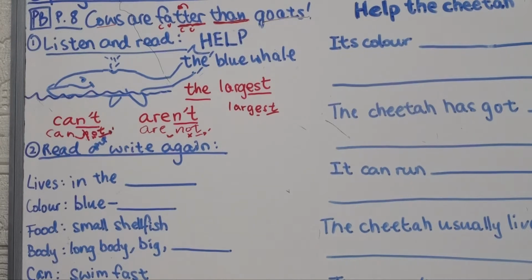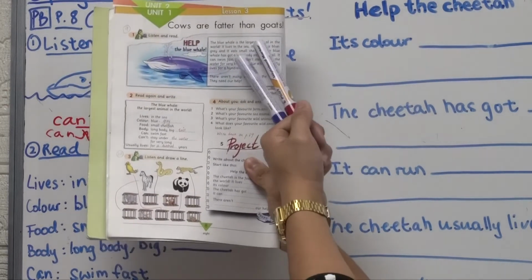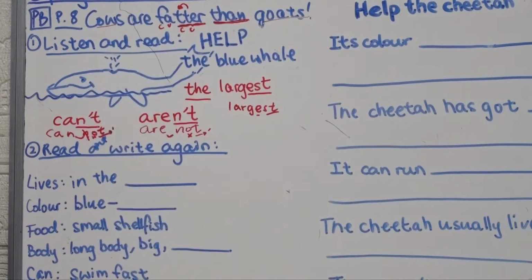All right, so now let's go to part 2. We already read the passage. So now let's try to answer. I already gave you the answers before. Now let's try to do them together. All right, so read and write. The blue whale is the largest animal in the world, and it lives in the... Where do you think the blue whale lives? Is it in the ocean, in the sea, in the desert, in the jungle, in the forest, in the zoo? Where do you think it lives? All the blue whales.